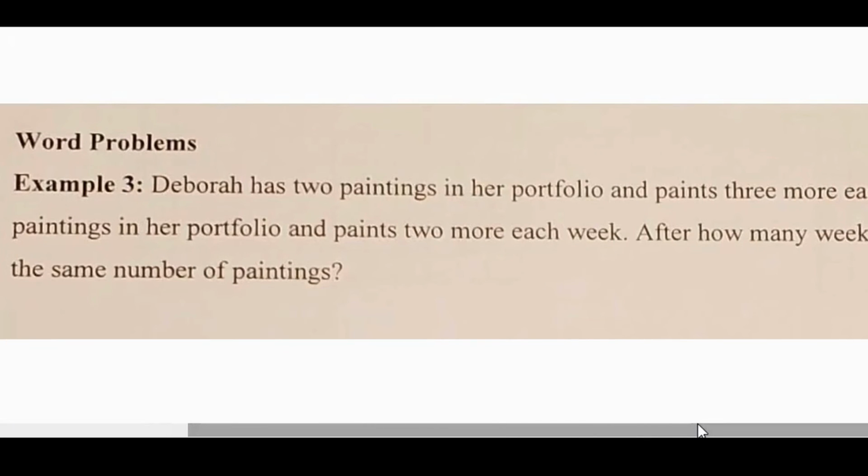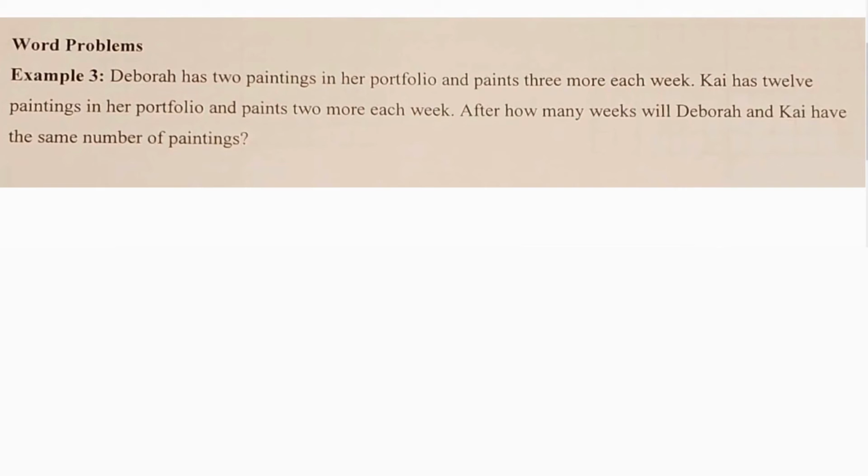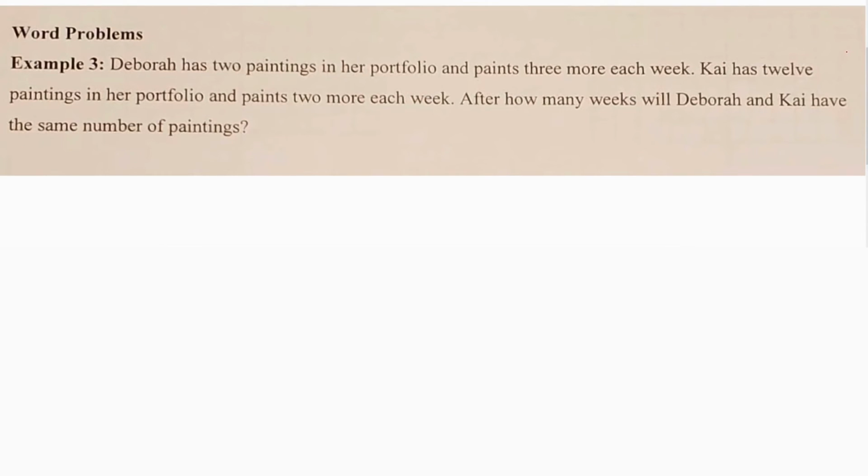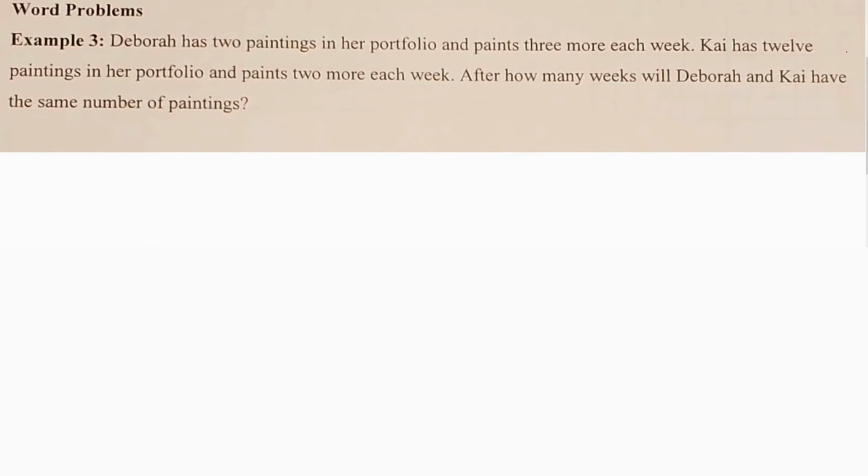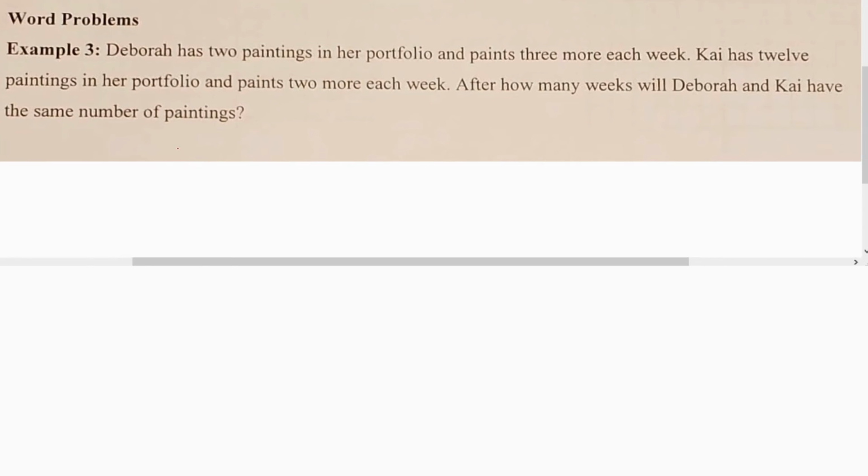Now let's solve a word problem using systems and substitution. For this problem, it says Deborah has 2 paintings in her portfolio and paints 3 more each week. Kai has 12 paintings in her portfolio and paints 2 more each week. After how many weeks will Deborah and Kai have the same number of paintings? The first thing we need to do is to write ourselves a system. So to create a system, we need to understand the problem.